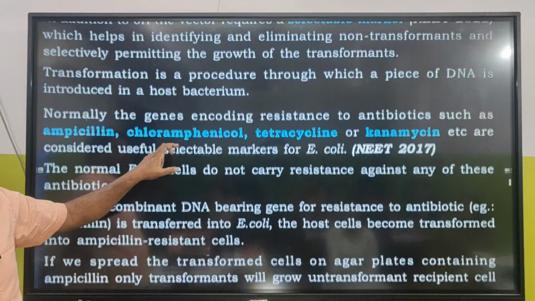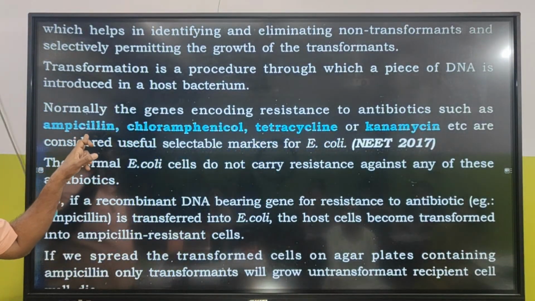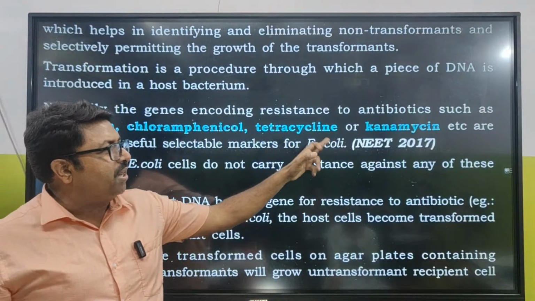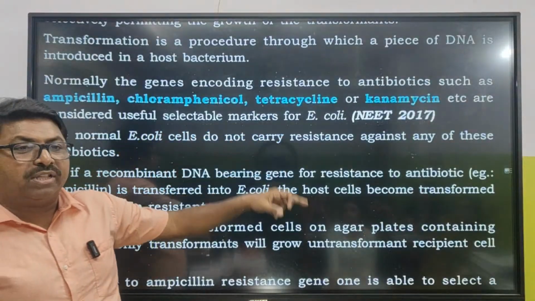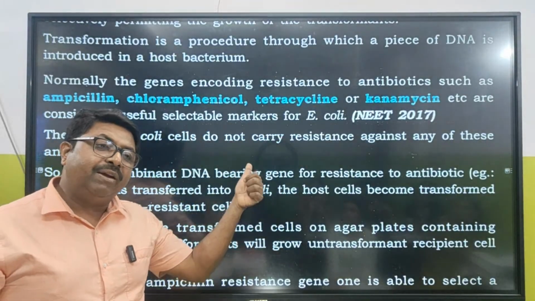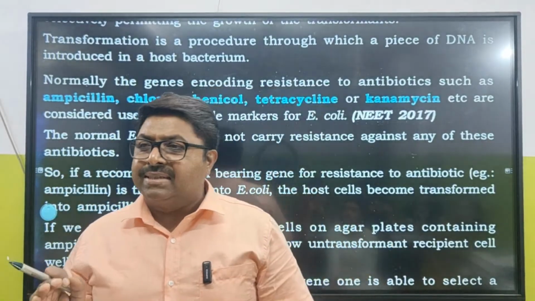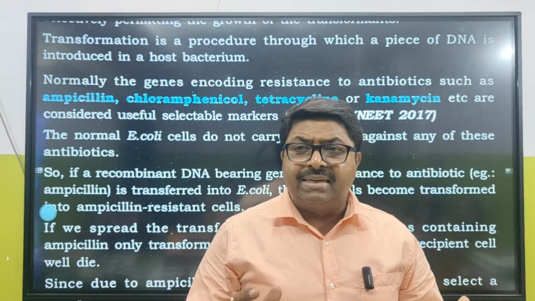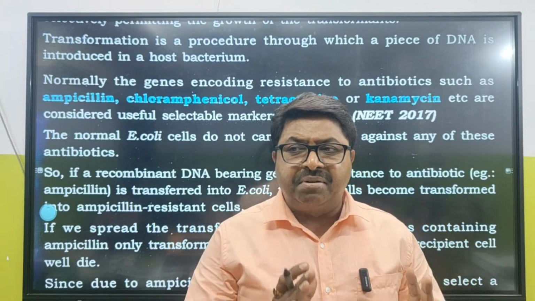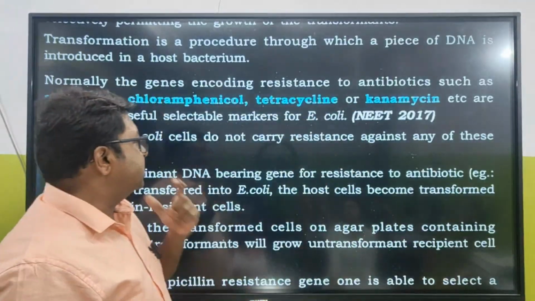Normally, the genes encoding resistance to antibiotics such as ampicillin, chloramphenicol, tetracycline, kanamycin, etc., are considered useful selectable markers for E. coli bacteria. We have performed all this in E. coli. In case of plant cells, what is the name of the bacterium we talked about last day? Agrobacterium tumefaciens.